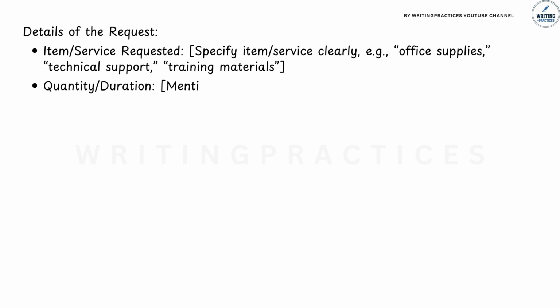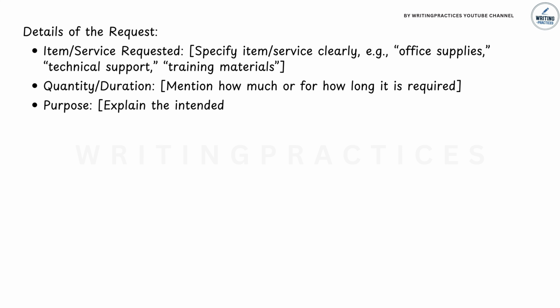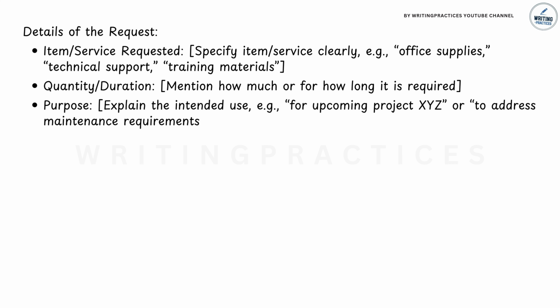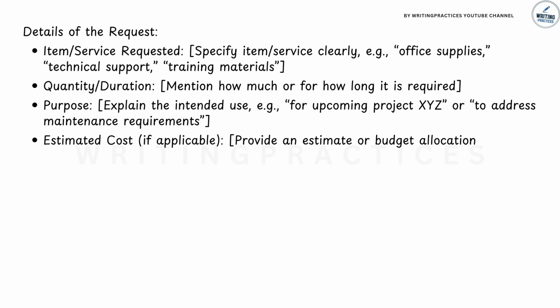Details of the request. The next section provides a detailed breakdown of your request. This includes the item or service you need, its quantity or duration, the purpose for which it is required, and any estimated costs. For example, item or service requested: training materials for employee development. Quantity or duration: materials for 25 participants, needed by March 10, 2025. Purpose: to support our employee development program. Estimated cost: $500. This detailed explanation helps the recipient understand exactly what you need and why. Be specific to avoid any confusion or misinterpretation of your requirements.